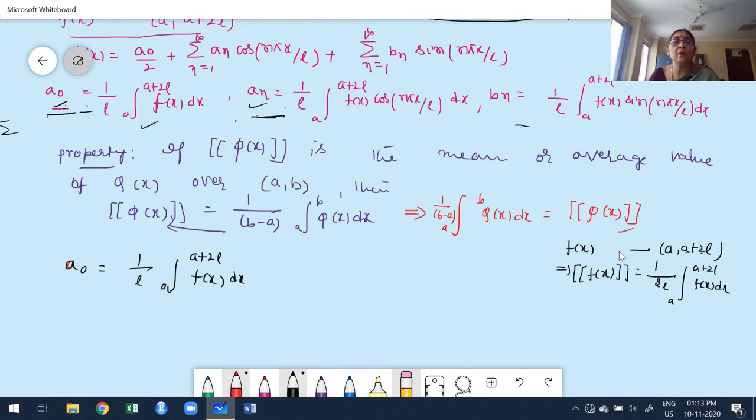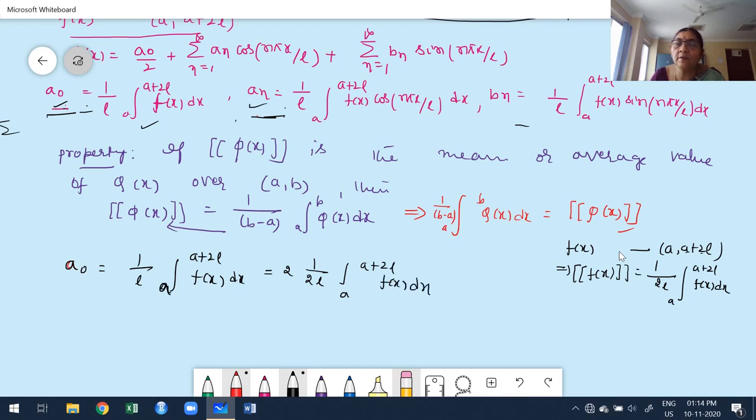f of x is defined over the interval a comma a plus 2l. The mean of f of x can be written as 1 by 2l into the integral from a to a plus 2l of f of x dx. Therefore, here I want to multiply and divide it by 2. Once you multiply by 2, what we get is the integral from a to a plus 2l, this is actually 2l, f of x dx.